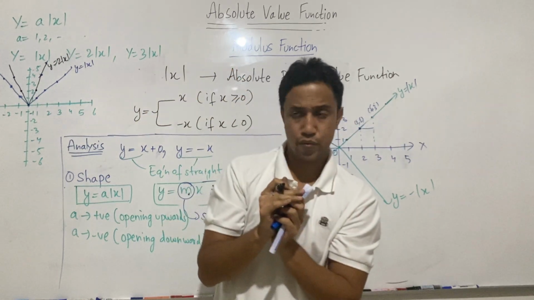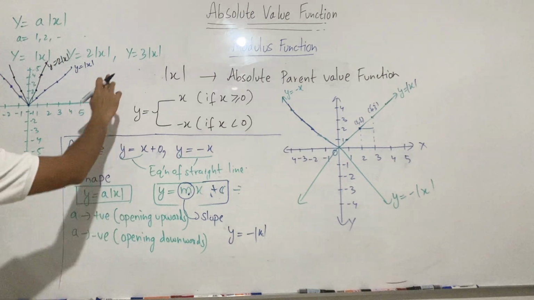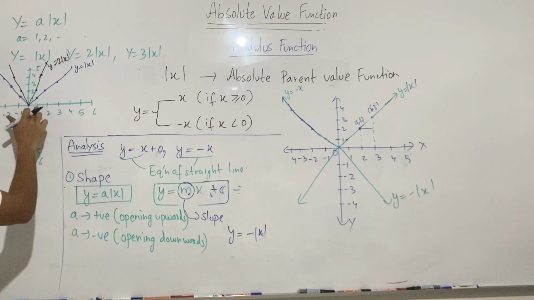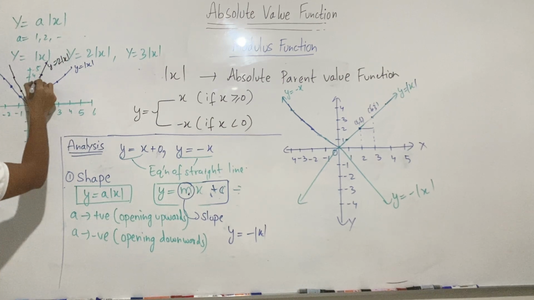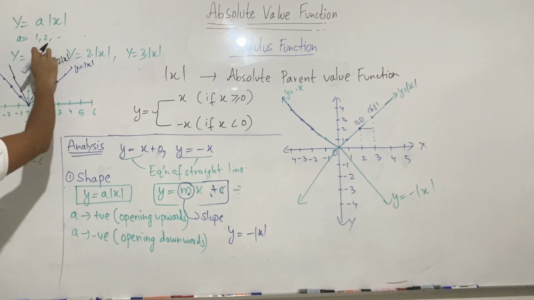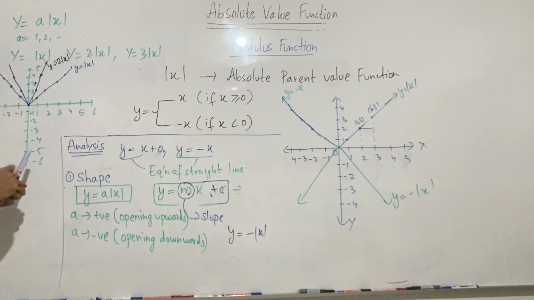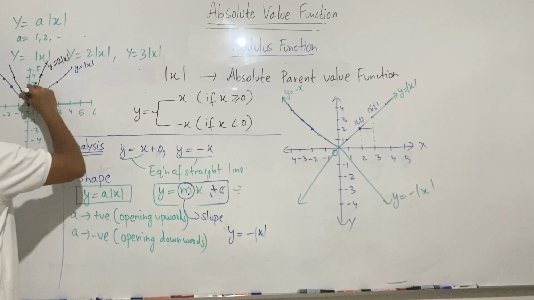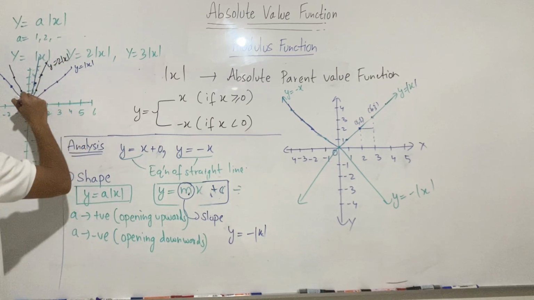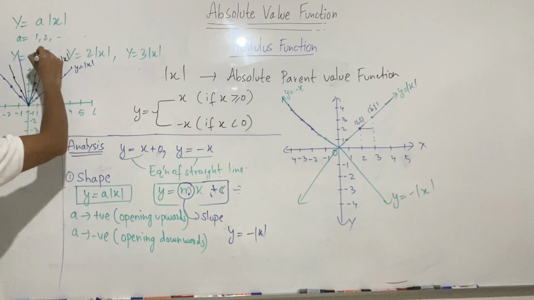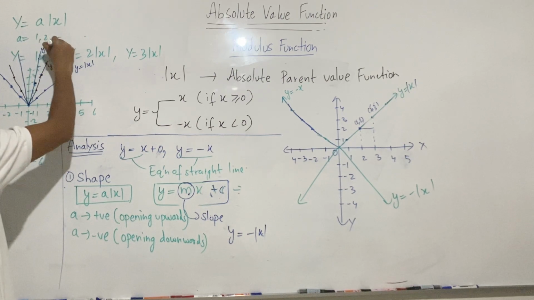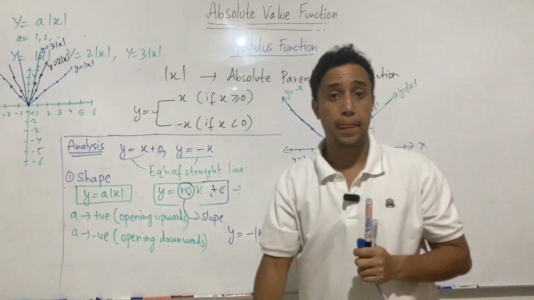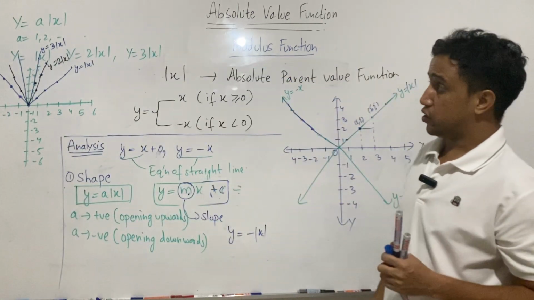more narrow, right? So if you do it for 3 times x, see here, if you take 1 towards your 3, then this is going to be 3, next 2, 6, so it will get narrower, okay. So this is going to be for y equal to 3 times absolute value function x, or modulus function x.